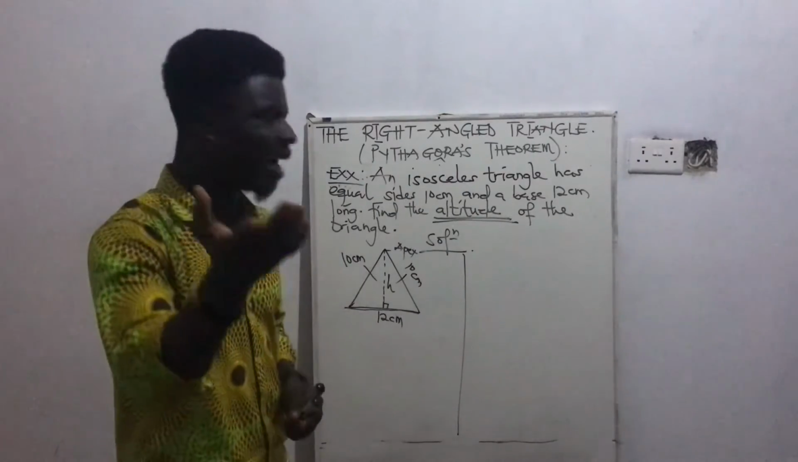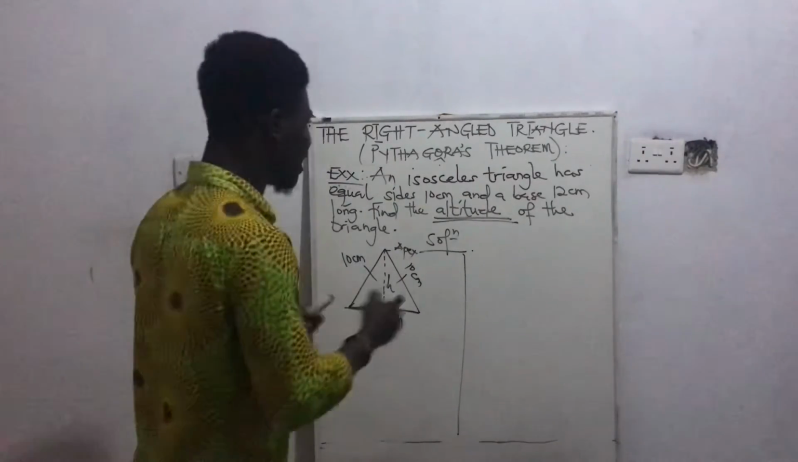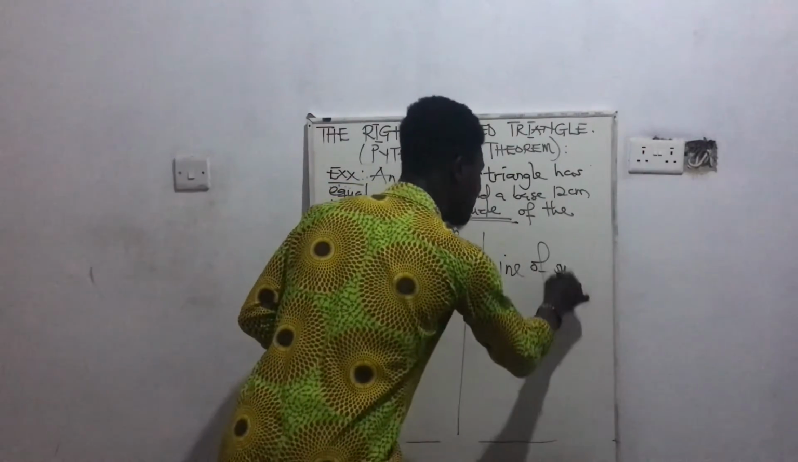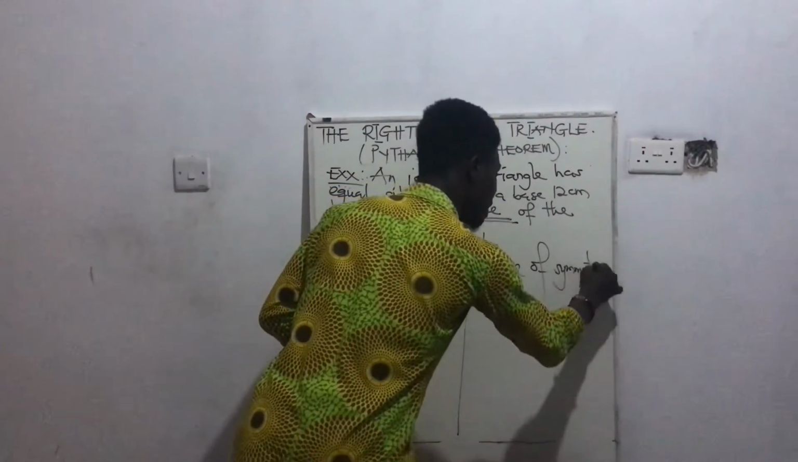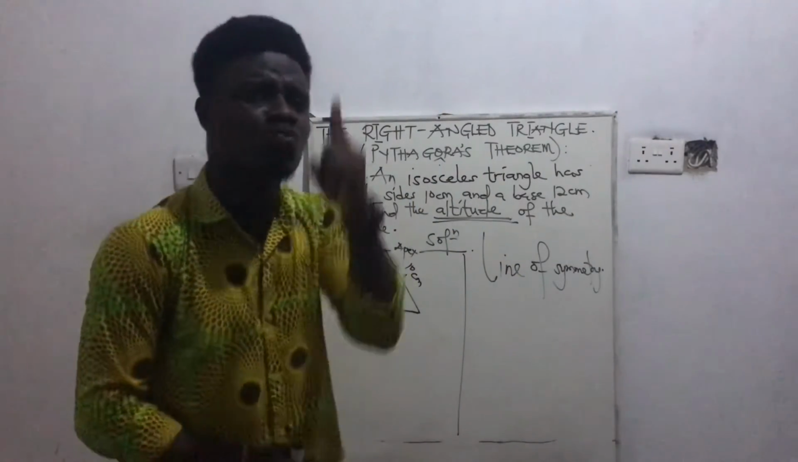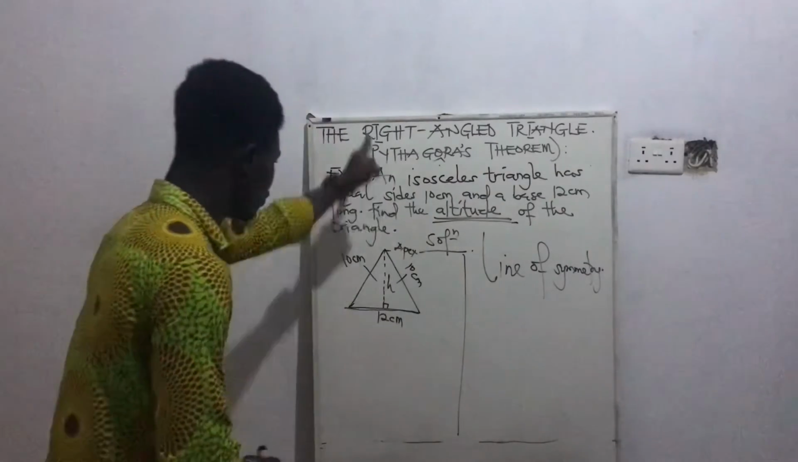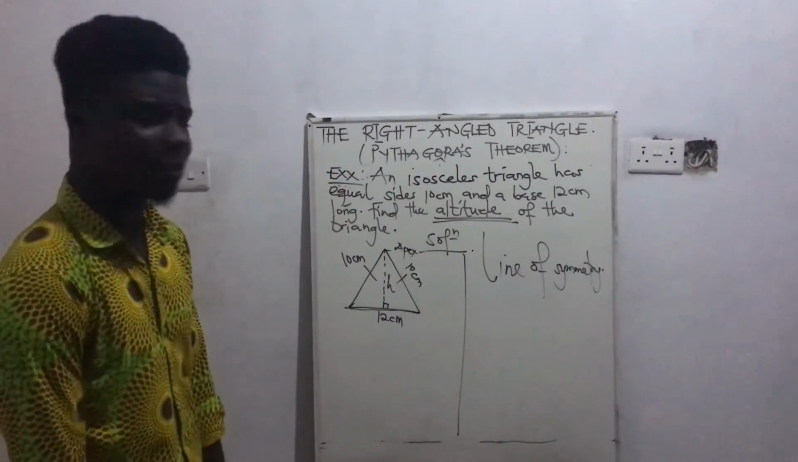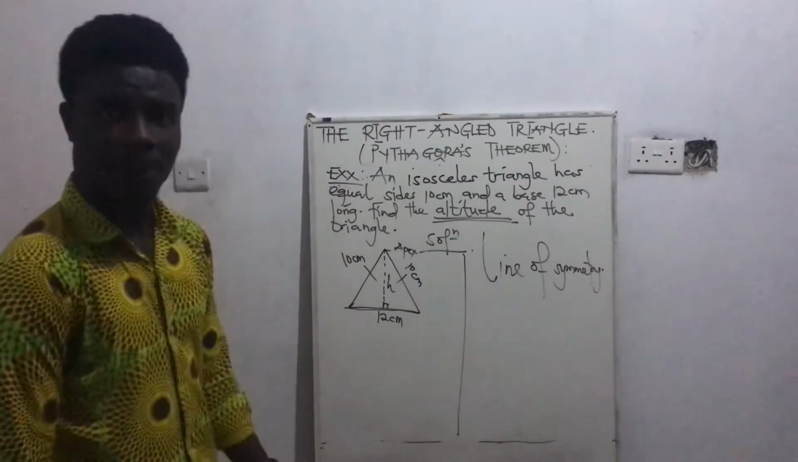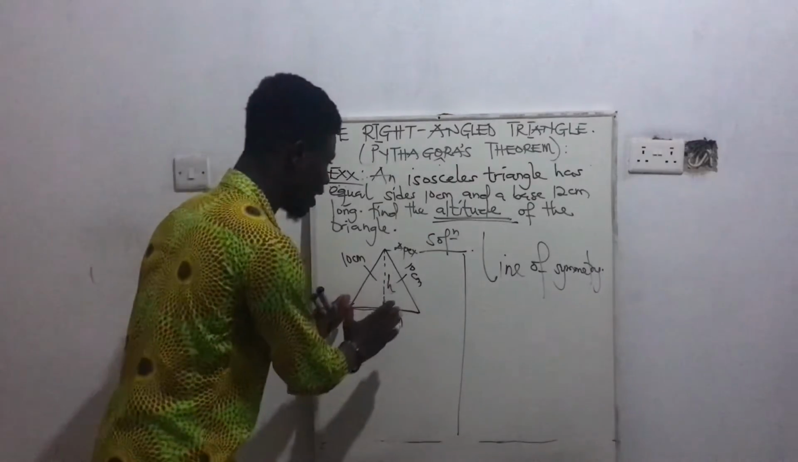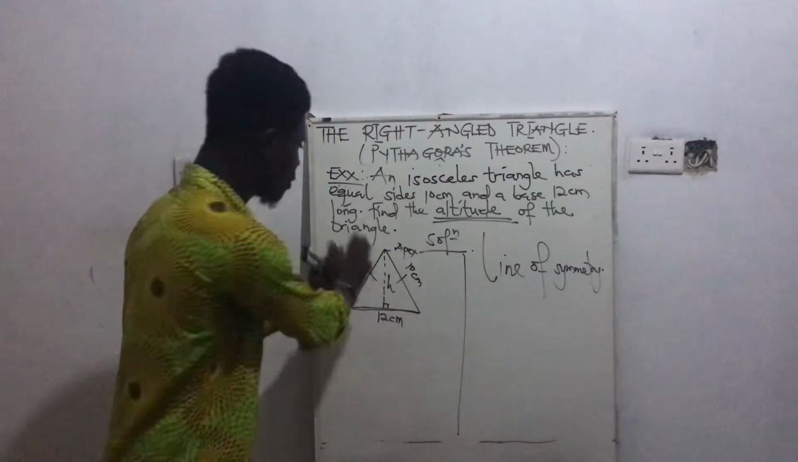So we can recall that we have a word called what? Line of symmetry. So it means that an isosceles triangle has one line of symmetry, which is the line there, the perpendicular line. This line is the line of symmetry. It divides the triangle, or this plane shape, or this polygon.